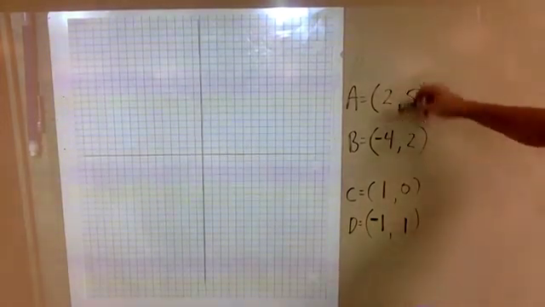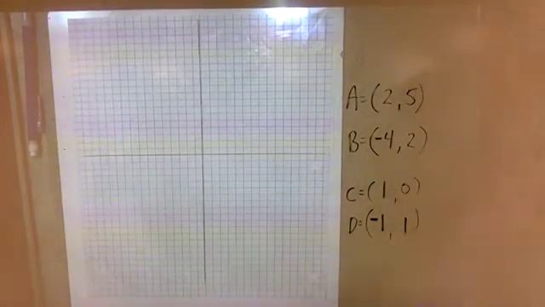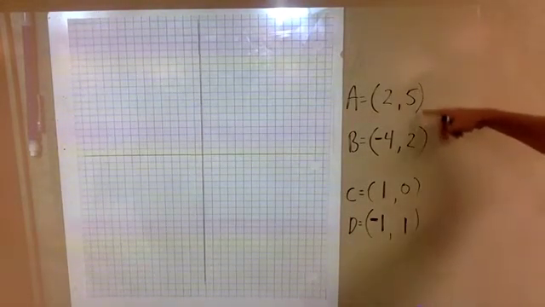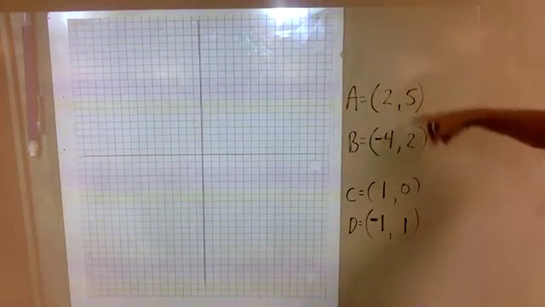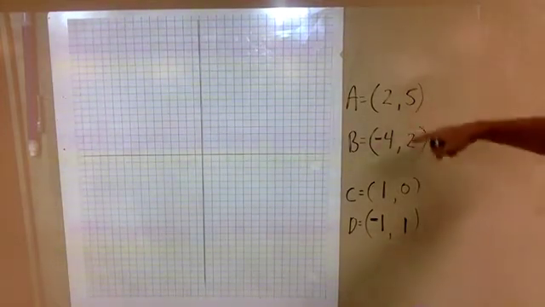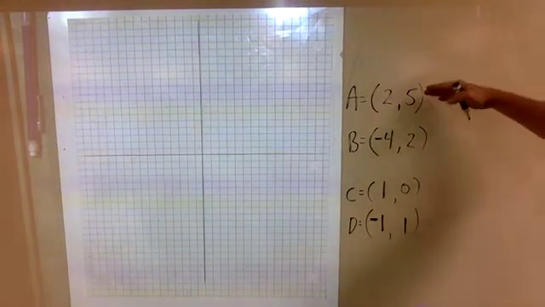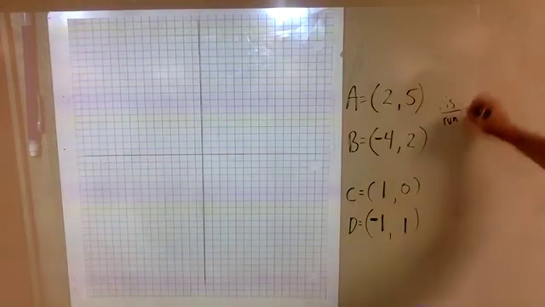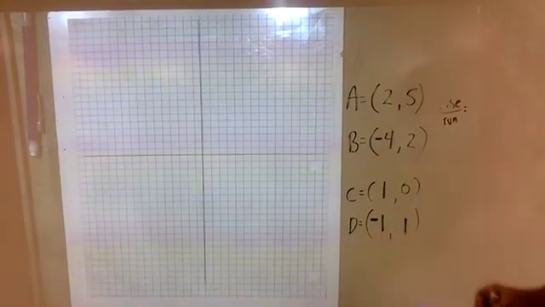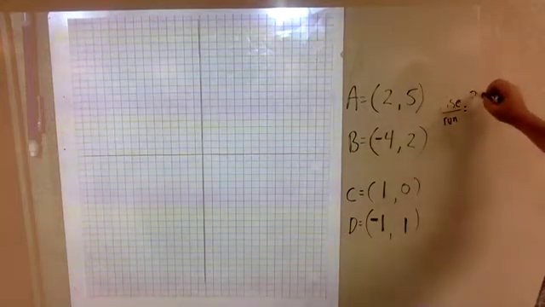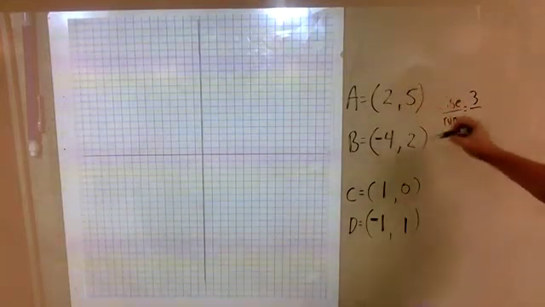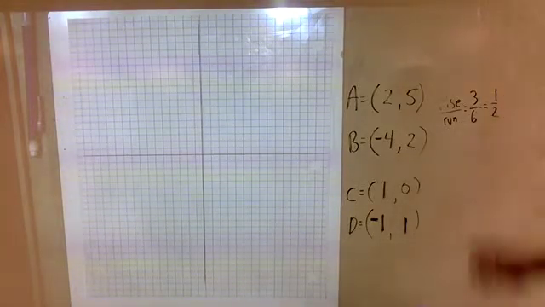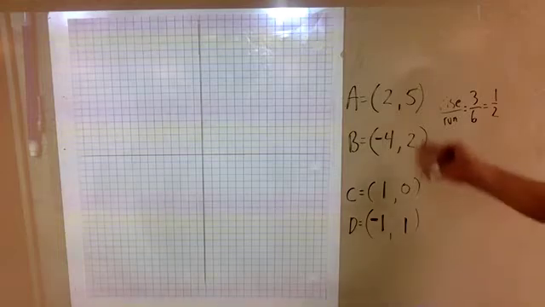Let's say connect A and B, and that's a line, and connect C and D, and that's a line, and let's decide if those are parallel. Well, what's the difference between 5 and 2, the up and down direction, the Y direction, the rise in the slope of A to B, the rise over the run? Well, the rise between 5 and 2 is 3, and the run between 2 and -4 is 6. That reduces to 1/2. So it appears that is the slope of that one.